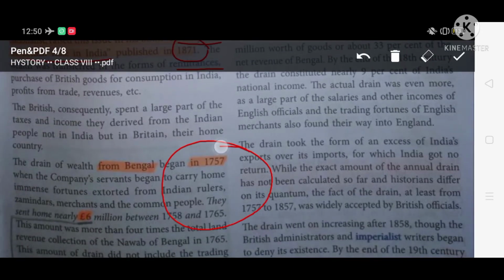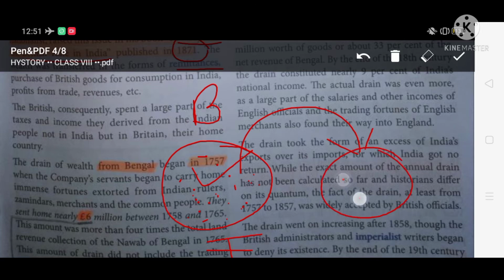So the British people who were living in India took a lot of the goods from India and spent it in England.